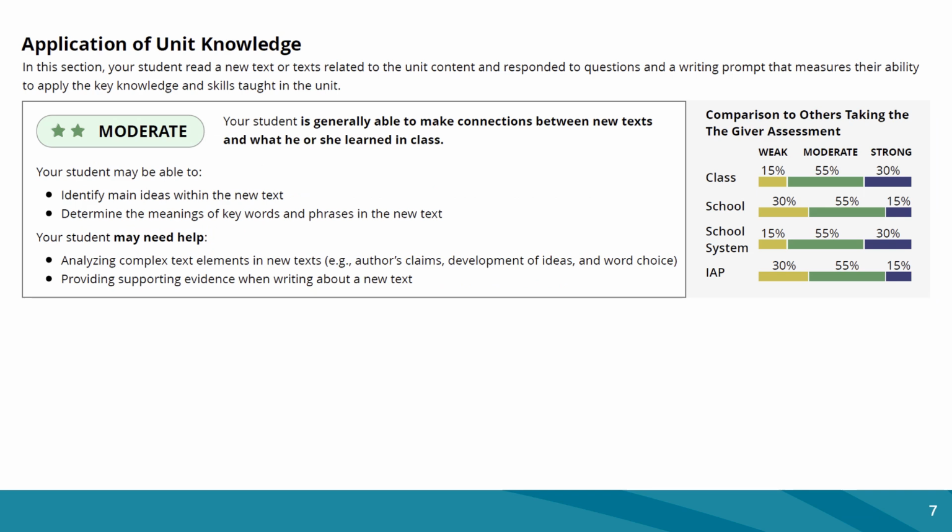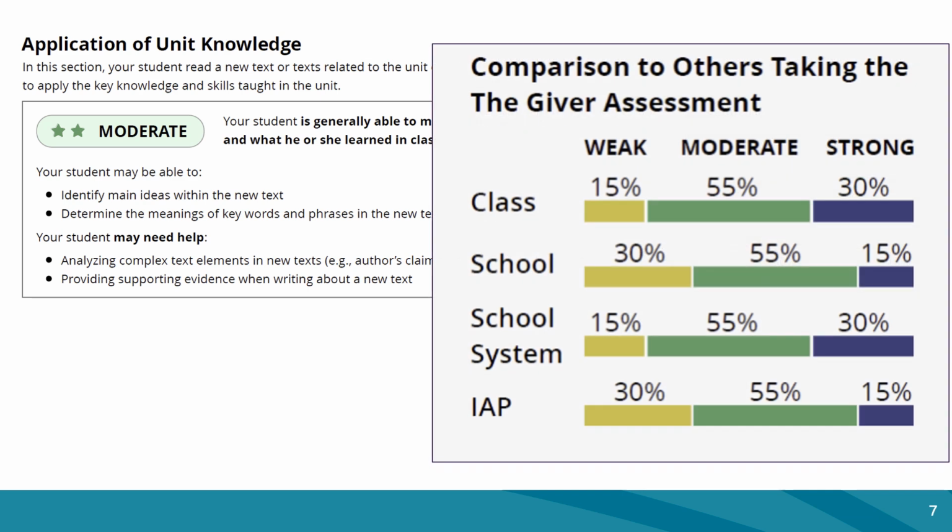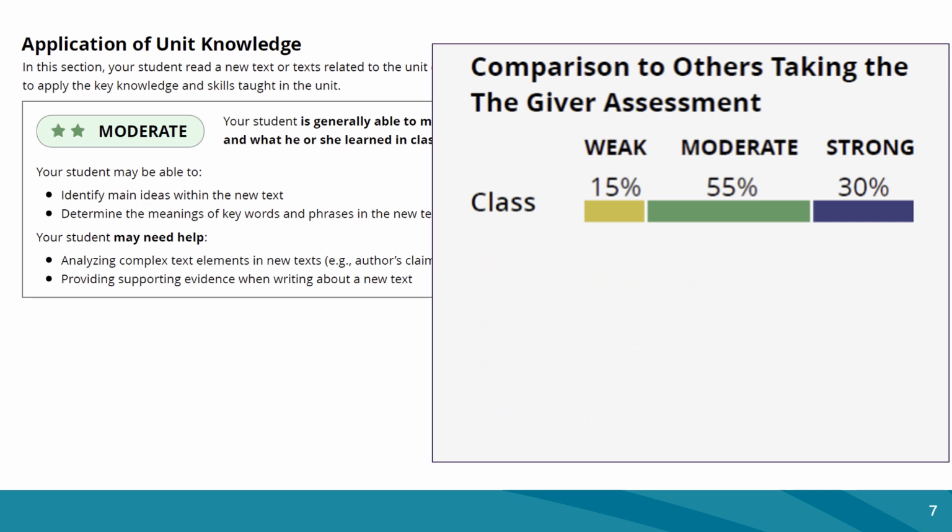Finally, the far right part of this section compares your student to his or her class, as well as to his or her school system, as well as all of the students taking the Innovative Assessment Program. Each row in this figure provides the percent of students in each performance level, strong, moderate, or weak, for each group of students. Looking at just the top row, for all of the students in your student's class, we see that 15% of the students had a weak rating for the application section, and 55% had the moderate rating. And finally, 30% of the students had a strong rating.